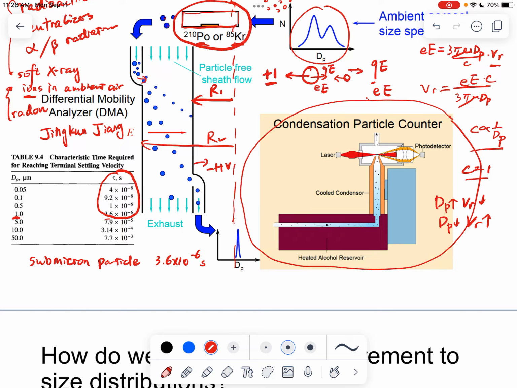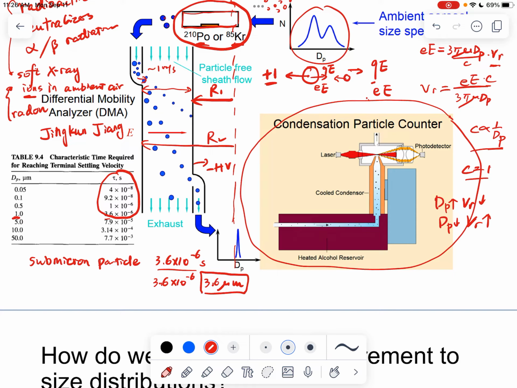So when we introduce these aerosols into the gap between the two cylinders with a velocity of, let's say, 1 meter per second, even at 1 meter per second they can only move 3.6 times 10 to the minus 6 meters, which is 3.6 micrometers. Compare this stopping distance to the dimension of the DMA, which is in millimeters or centimeters. The stopping distance is negligible.